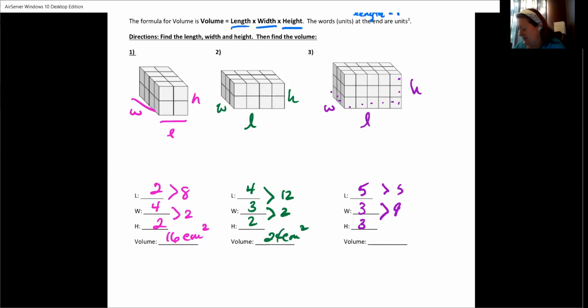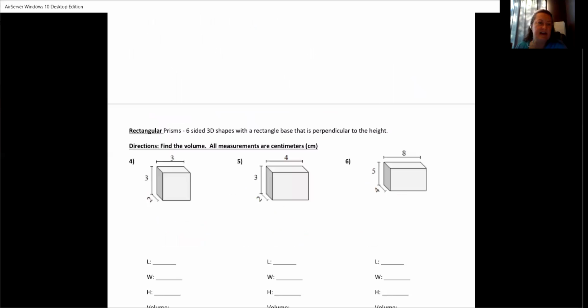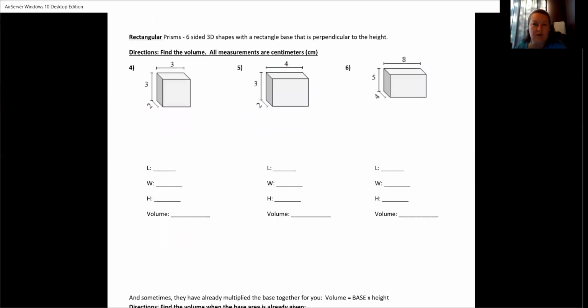So 9 times 5 is 45 cubic centimeters. Cubic, because we're doing centimeters times centimeters times centimeters. All right. So into our next section, we're going to be looking at one of the shapes we talked about before when we were doing surface area. They're called rectangular prisms. Just think of them like boxes.